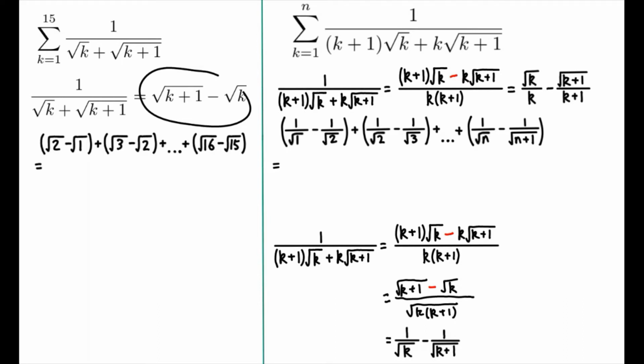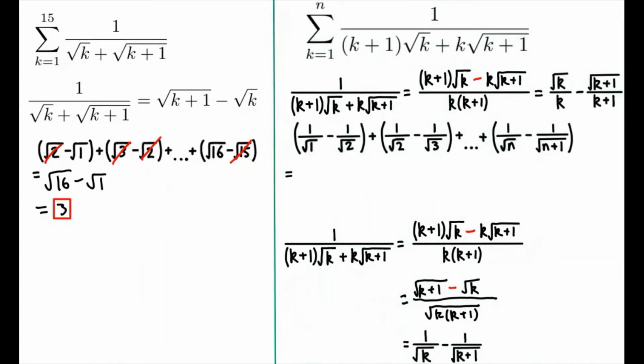Now we're going to get square root 2 minus square root 1, square root 3 minus square root 2, all the way to square root 16 minus square root 15. Let's cancel some of this. Square root 2, square root 3, and square root 15 all cancel out, and everything in between also does. We're left with square root 16 minus square root 1, which is just 4 minus 1, which is 3. So there's our answer to our fourth example.